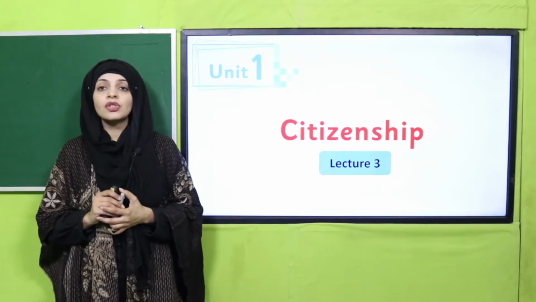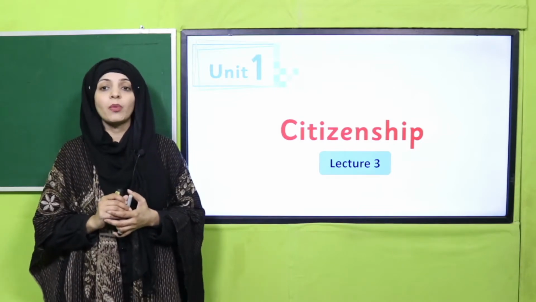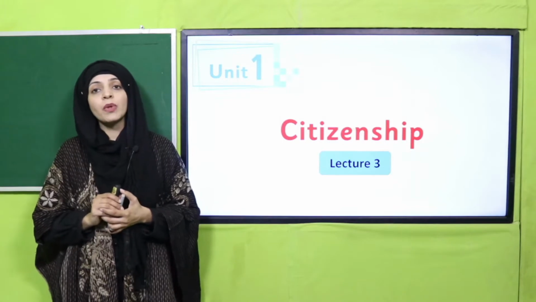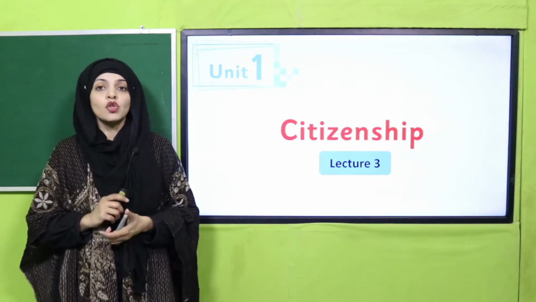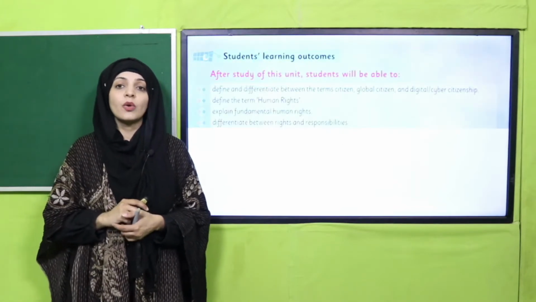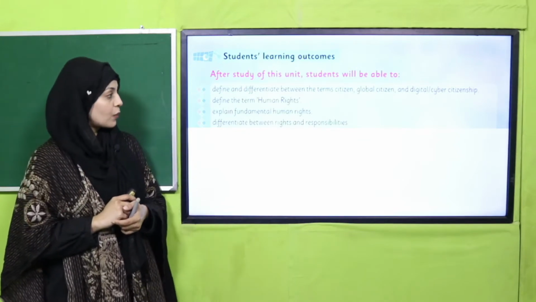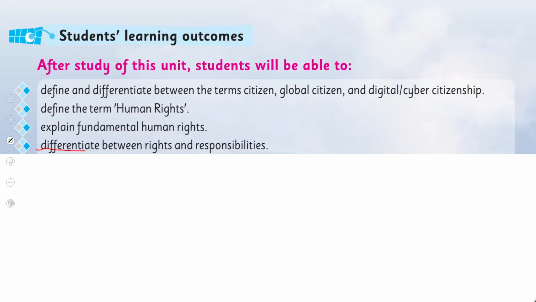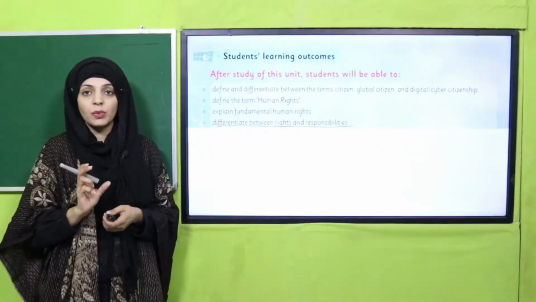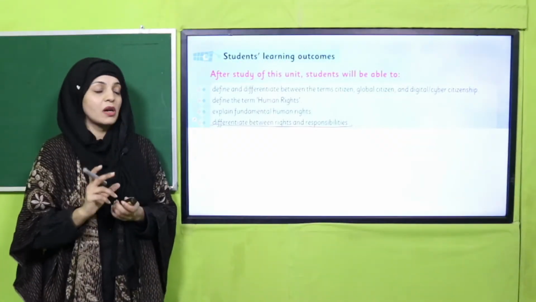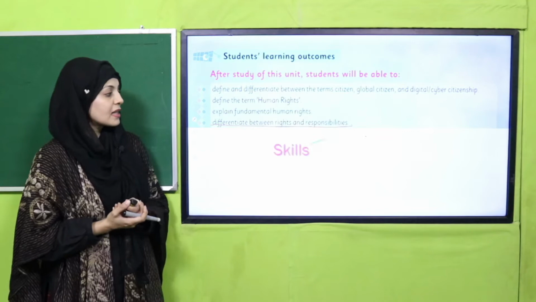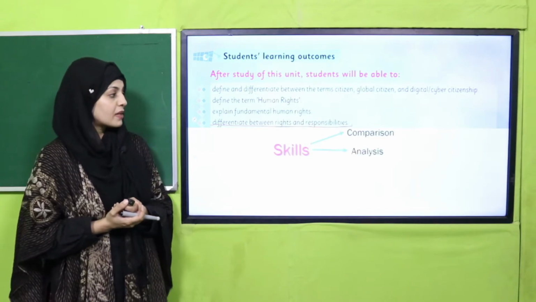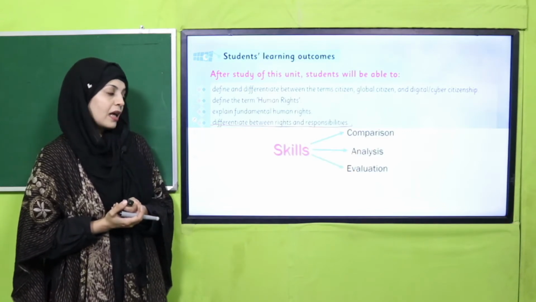My dear students, as you know, we are on unit number 1, citizenship, and today we will start its third lecture. Let's quickly look at the objectives that we will cover in today's lesson. Differentiate between rights and responsibilities. By the end of this lesson, all the students will be able to differentiate between what are rights and what are responsibilities. And the skills that the students will develop are comparison, analysis, and evaluation.